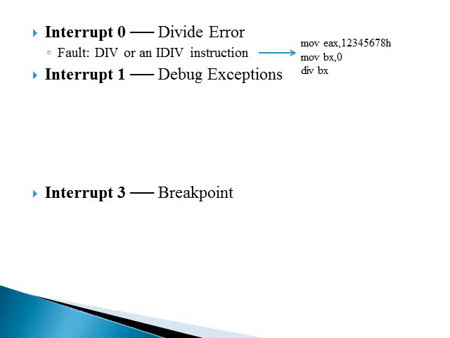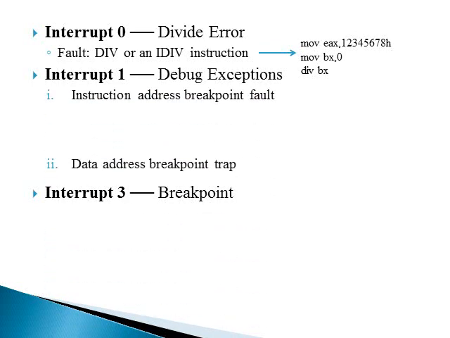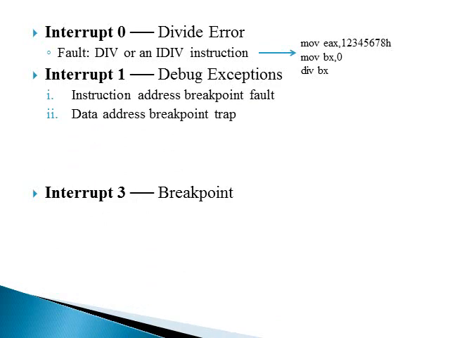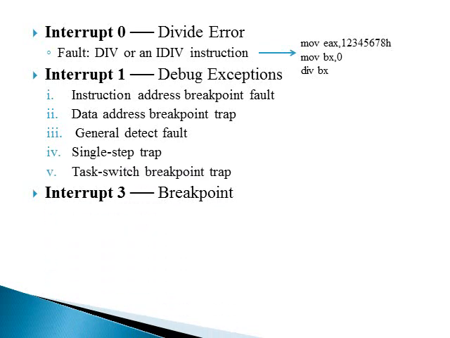Interrupt 1, which is a debug exception. The processor triggers this interrupt for many different conditions, and whether the exception is a fault or a trap depends on the conditions reported by the processor. So let's see those conditions. The first condition is instruction address breakpoint fault, data address breakpoint trap, general detect fault, single step trap, and task switch breakpoint trap.